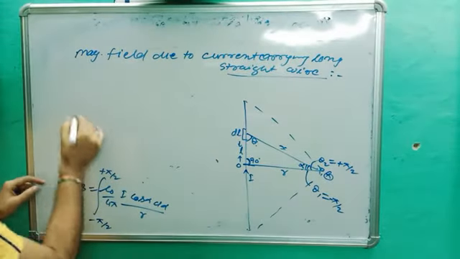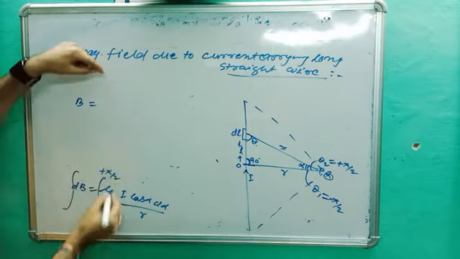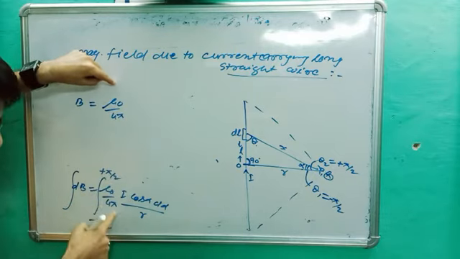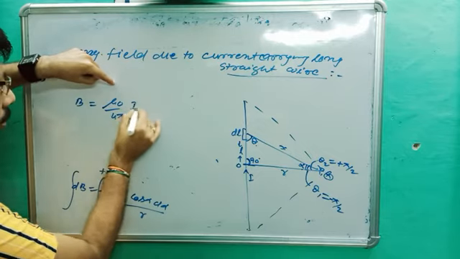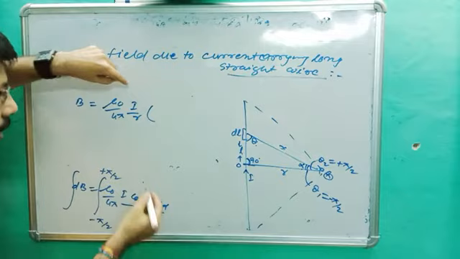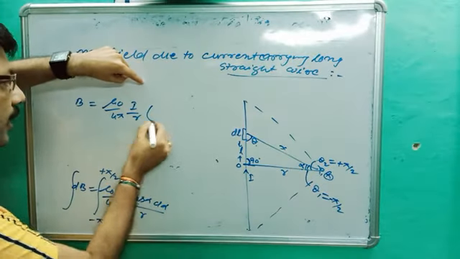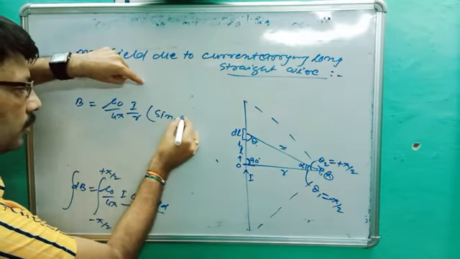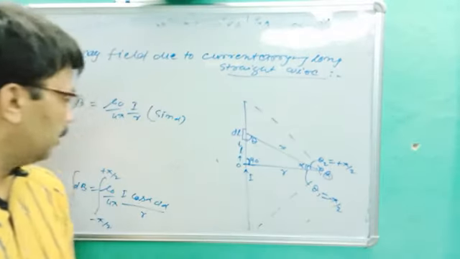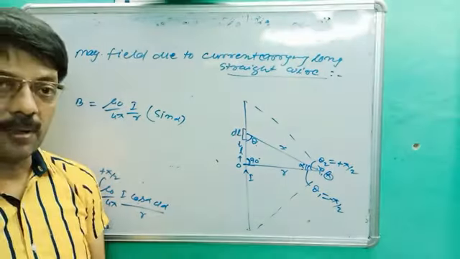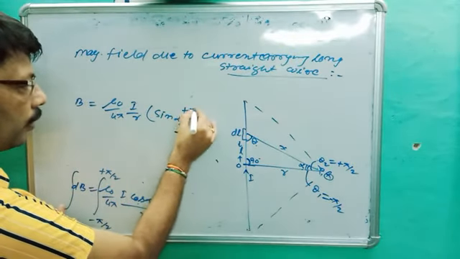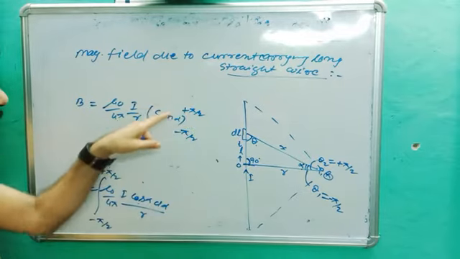The integration of dV is B. B is equal to mu naught upon 4 pi, I upon R common, and the integration of cos alpha d alpha. The integration of cos alpha is sin alpha, and the differentiation of cos alpha is minus sin alpha, keep that in mind. And the limit is minus pi by 2 to plus pi by 2: higher limit minus lower limit.